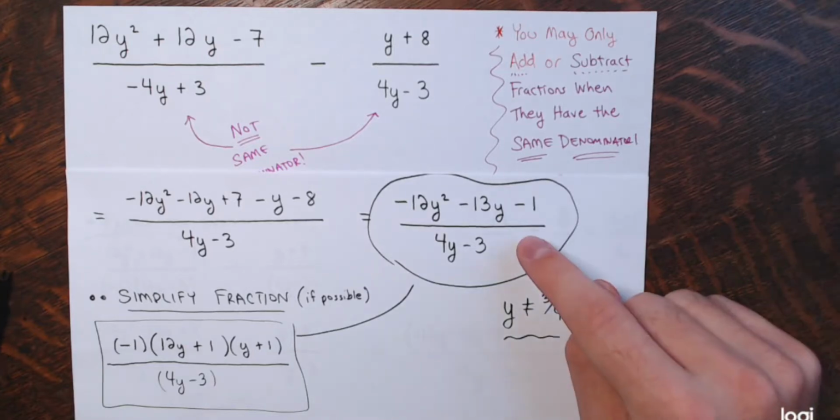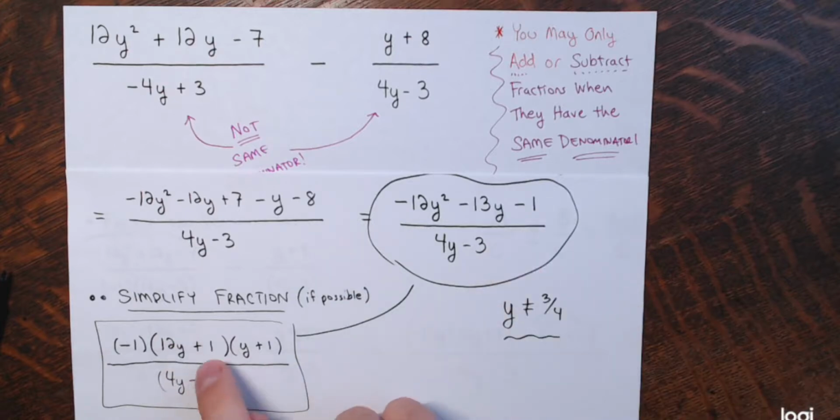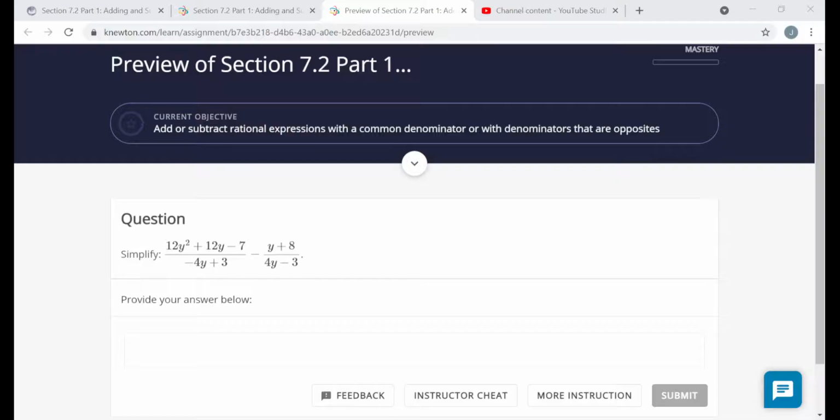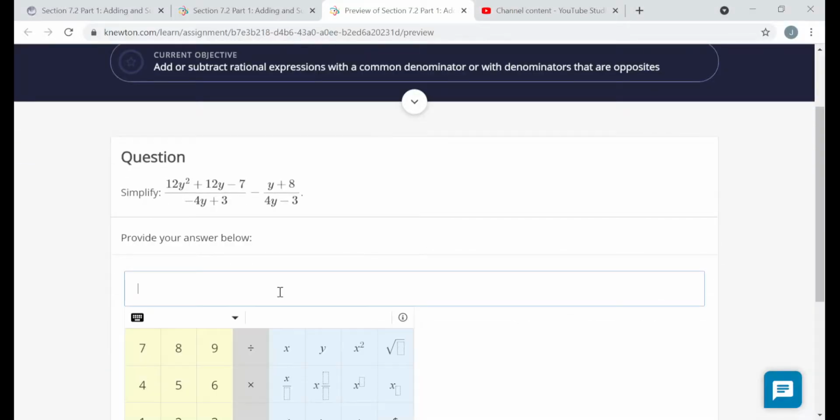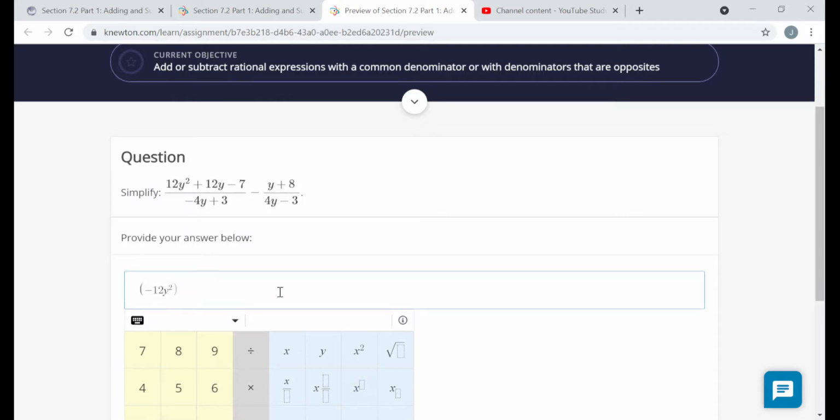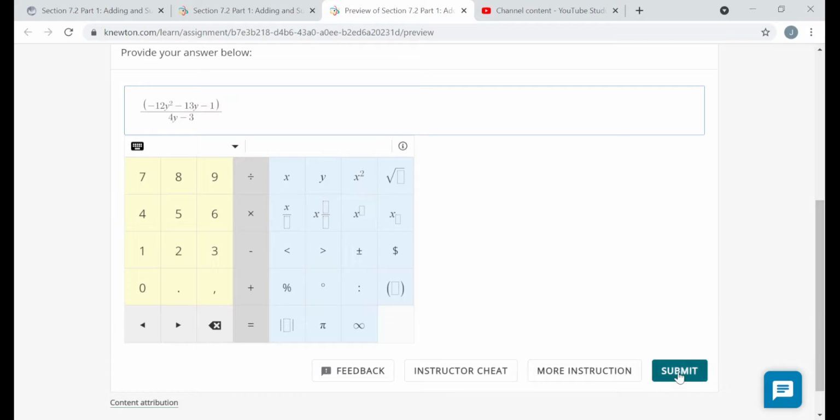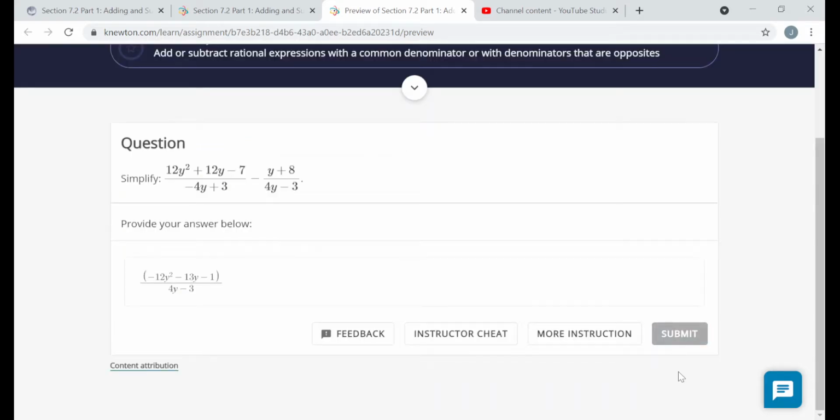But this is what I'm going to type in. I noticed after factoring that it doesn't simplify any further, so I can just leave it this way. Or you can write it in factored form. It should take it either way as long as you have an expression that's equivalent to what they want. So in the end here, now the numerator has multiple terms, so parentheses, negative 12y squared, then minus 13y, then minus 1, and then divided by, and the denominator has 4y minus 3. And this should be it. That's as simple as that will get.